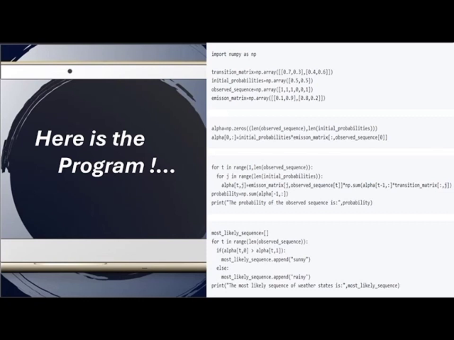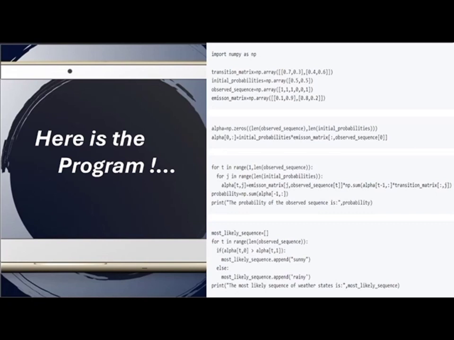The first step, we need to initialize. Here, we are initializing the transition matrix, which represents the probabilities of transitioning between the hidden states. Next, we are initializing the initial probabilities, the probabilities of starting in each hidden state. Next, we are initializing the observed sequence, which represents the emissions. Next, we are representing the emission matrix, which represents the probabilities of emitting each observation from each hidden state. The alpha matrix is used to store the forward probabilities for each time step and the hidden states.